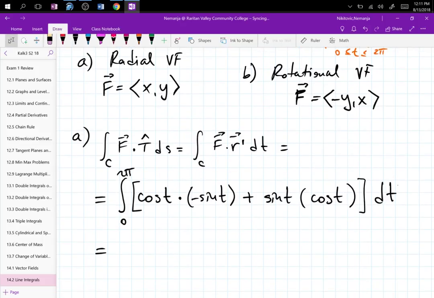Well, I hope you see it: 0, because you're integrating a 0. Right, you have sine t minus sine t, that's a 0. Boom, 0.